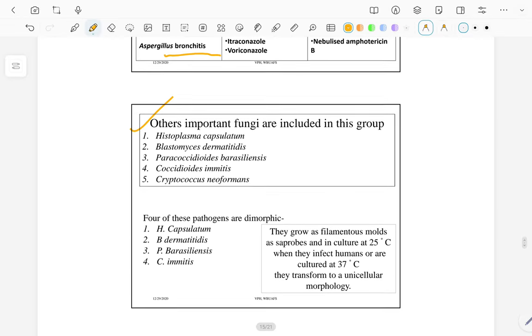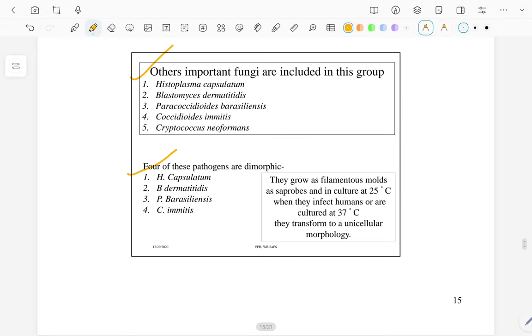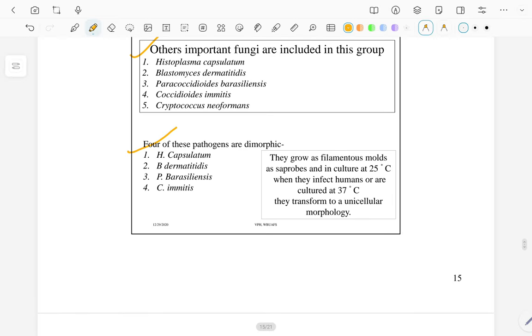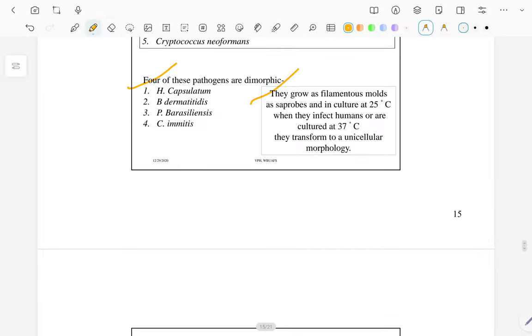Other important fungi in this group: Histoplasma capsulatum, Blastomyces dermatitidis, Paracoccidioides brasiliensis, Coccidioides immitis, Cryptococcus neoformans. Four of the pathogens are dimorphic: H. capsulatum, B. dermatitidis, P. brasiliensis, C. immitis. They grow as filamentous mold in soil and in culture at 25 degrees Celsius. When they infect humans or are cultured at 37 degrees Celsius, they transform to a unicellular morphology.